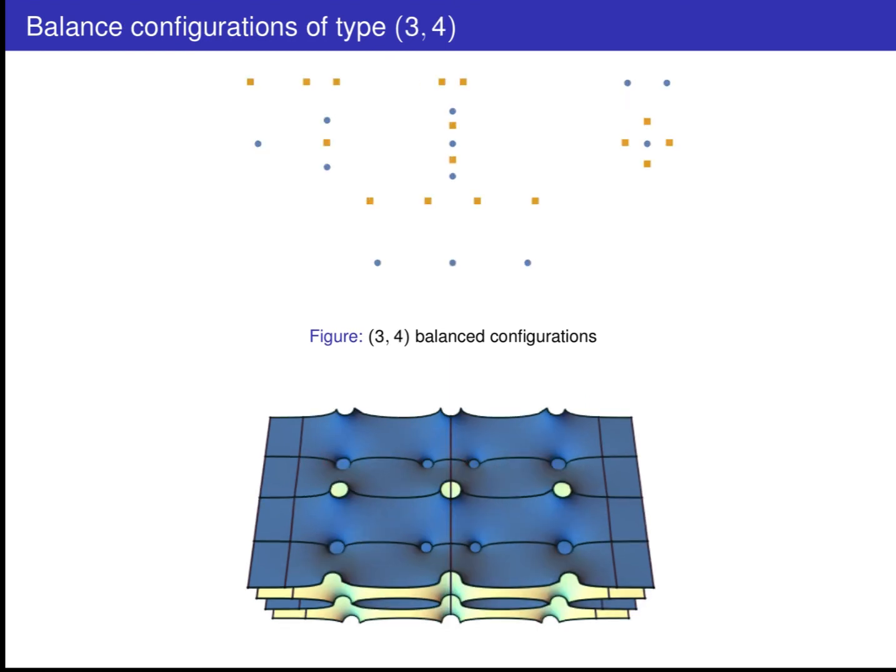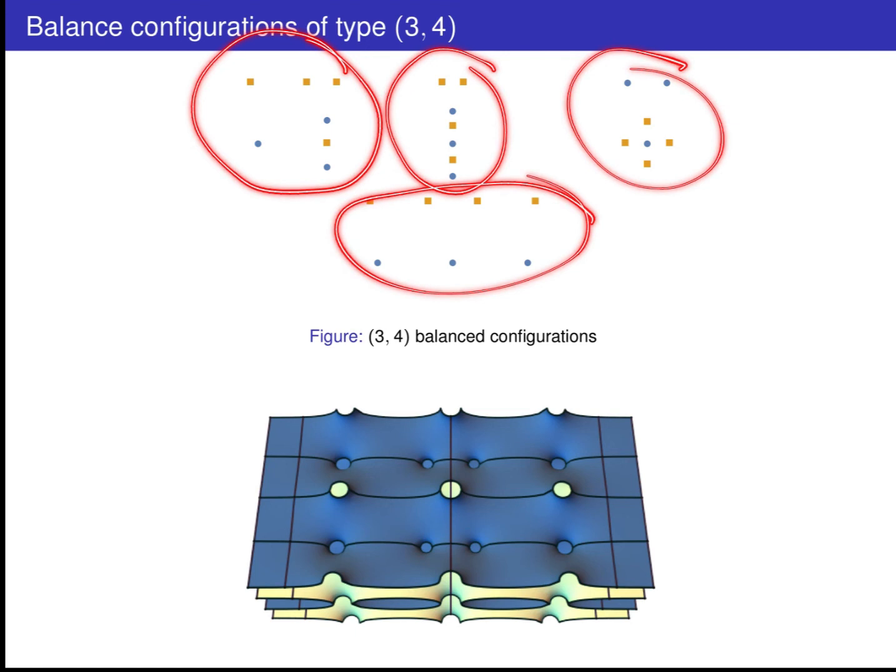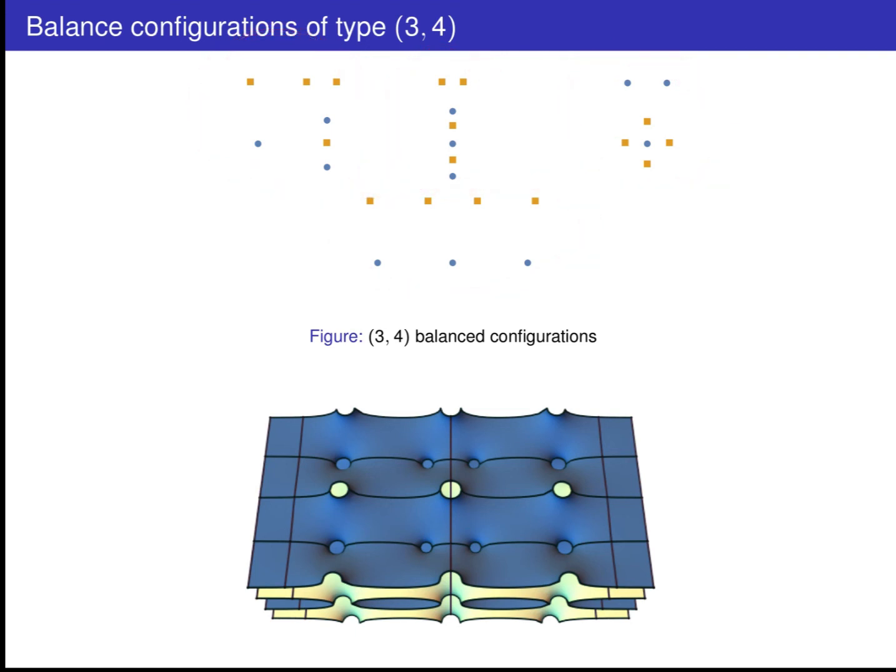And here's some balanced configurations of type 3, 4. So there's 4 of them. And these are the simplest ones I found for doubly periodic surfaces where the location of the necks at the limit has no non-trivial symmetries.